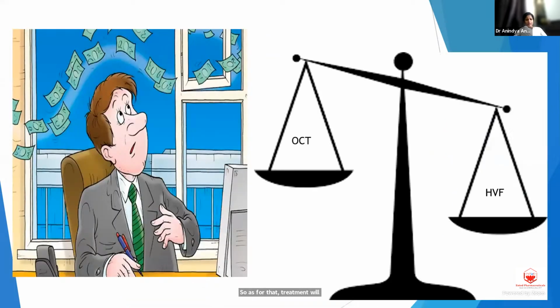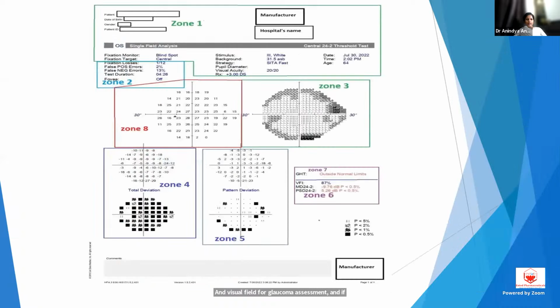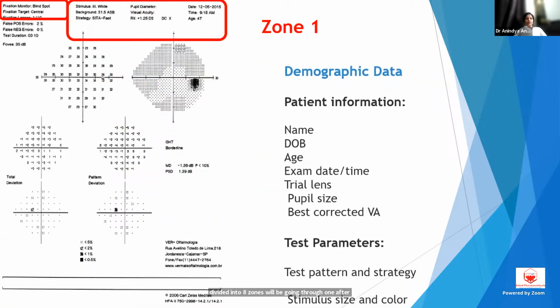So as we understand, when you go into your personal clinical practice after your post-graduation is complete, and you have to choose between OCT and visual field for glaucoma assessment, if finances are a constraint, definitely visual field comes as the first choice. Visual field reports are divided into 8 zones. We'll be going through one after another. And let's come to zone 1.